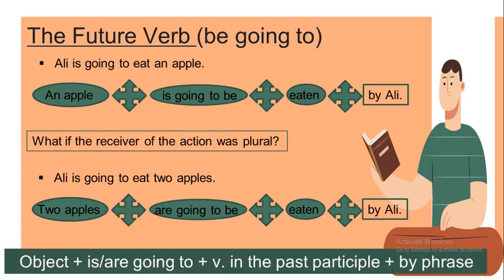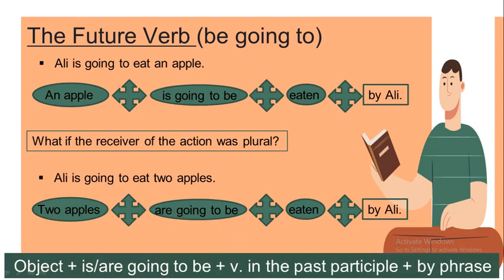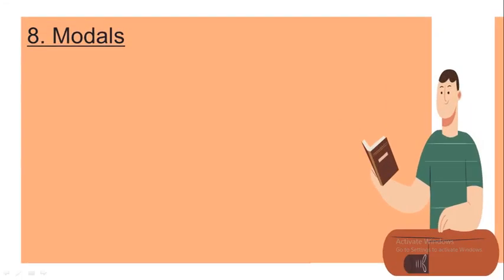It is the object plus is going to be or are going to be plus the verb in the past participle and the by phrase. We use is going to be when the object is singular and are going to be when the object is plural. Now let's move to the last form of the uses of the passive voice, which is with the modals.